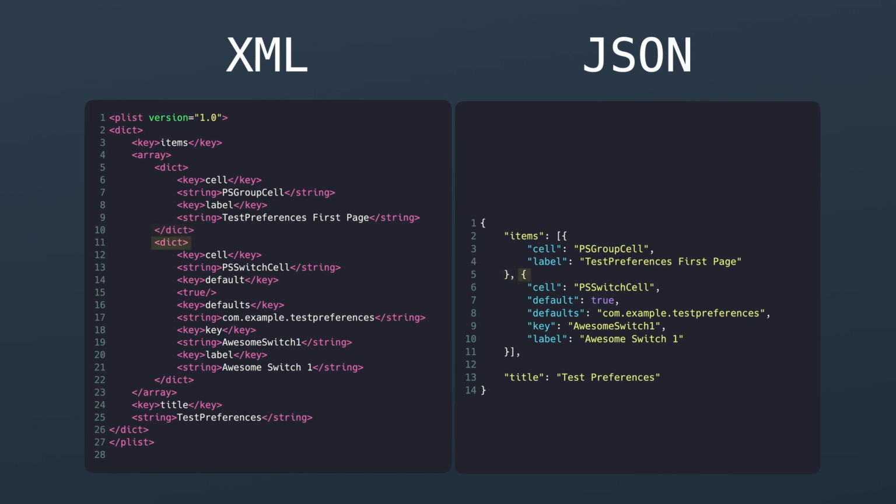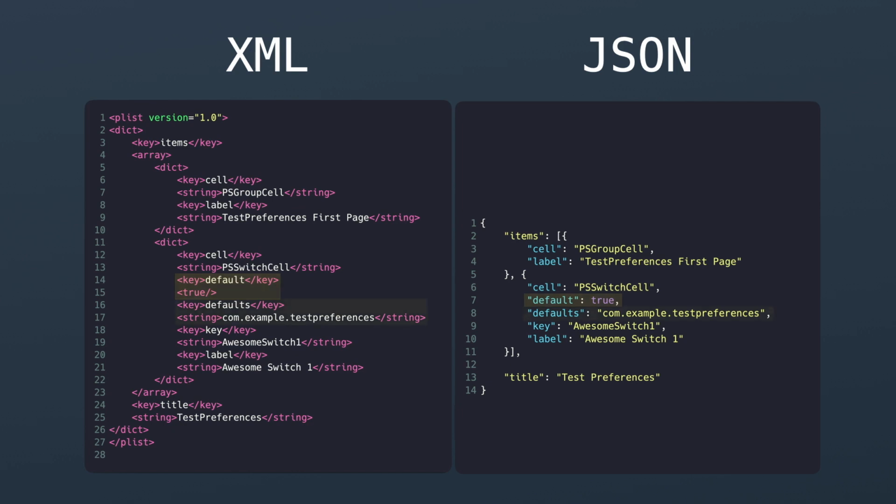Next we have a second cell that's also represented by a dictionary. The first key is cell, and the string for that is going to be PSSwitchCell. PSSwitchCell is basically a cell with a switch inside of it that you can turn on or off. There's more properties available for this type of cell, and you can see that on the next line there's a default value, and the default value in our case is true. That means when the user first installs our tweak, this setting will be enabled. Now you could also set this to false, and it would be disabled by default.